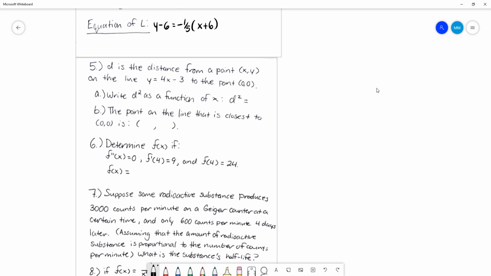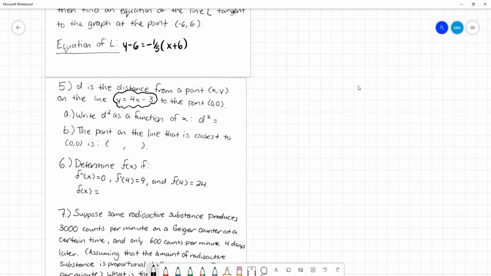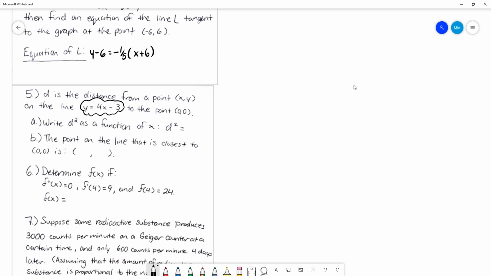Number 5 says d is the distance from a point, x, y, on the line y equals 4x minus 3 to the origin. We want to write d squared as a function of x, and then we want to find the point on the line that's closest to origin, using that distance, of course.